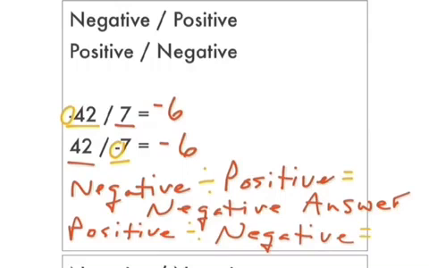I'm going down kind of low here. I know you have a little more space, but I'll put it here. Negative answer. So it's the same as when we multiplied. If one of the digits has a negative, then our answer is going to have a negative.